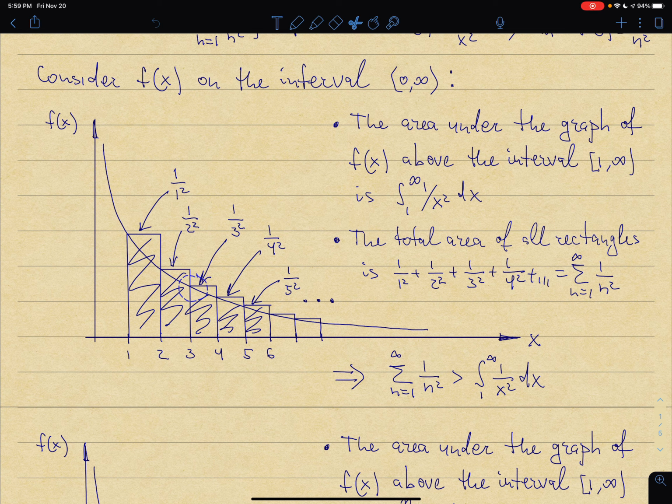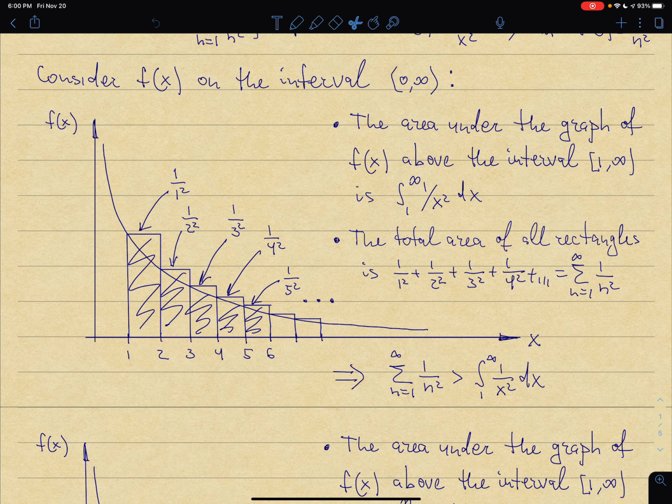If I design the rectangles like this, then clearly the area under the graph on the interval from 1 to 2 is going to be smaller than the area of the rectangle. The same thing for the interval from 2 to 3, from 3 to 4, and so on. So if I take all the areas of these rectangles and add them up all the way to infinity, I'm going to get a number which is larger than the area under the graph.